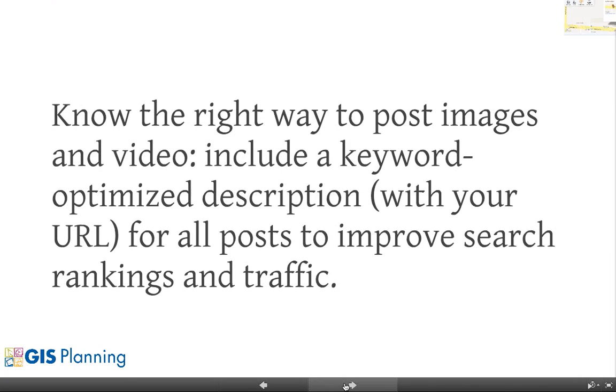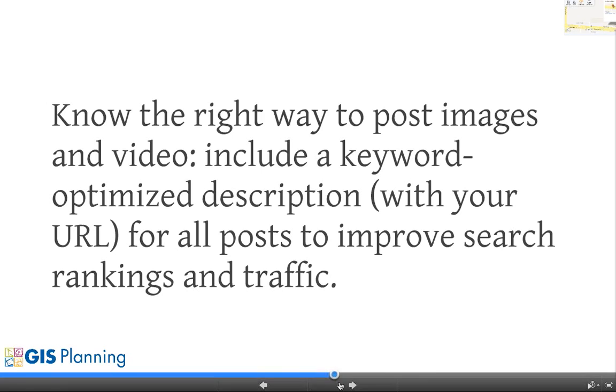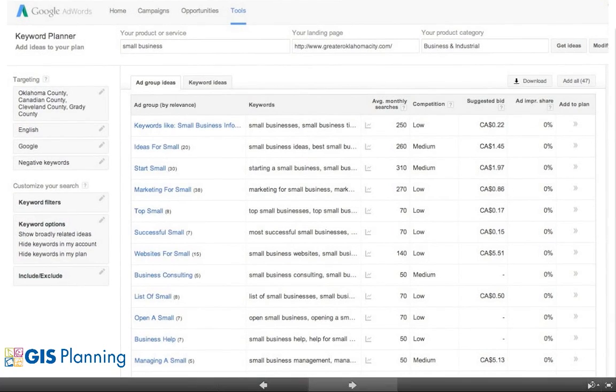Now, as I said, the right way to post images and video means including a keyword optimized description with the link for all posts to improve search rankings and traffic. So any video that you post on YouTube should have the URL back to your ZoomProspector and back to your organizational website laid out for you right there as well.